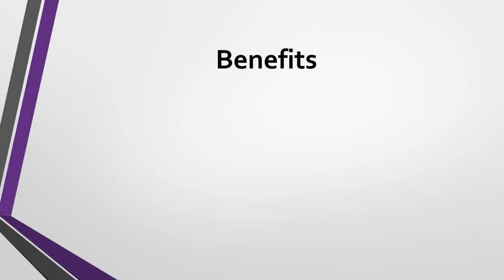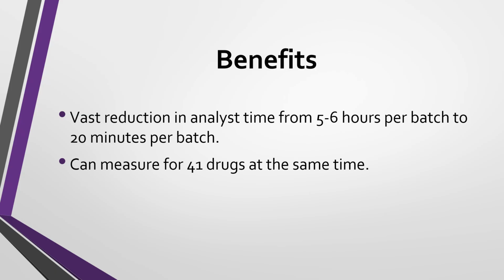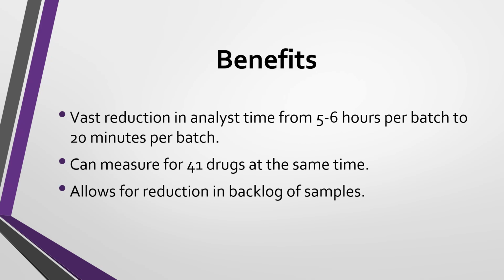The benefits of this new method are a vast reduction in analyst time from 5 to 6 hours per batch to 21 minutes per batch. That frees up the whole afternoon of an analyst, as we discussed earlier, which is very important. You can measure for 41 drugs at the same time. You don't need a different immunoassay kit to measure each drug type. It allows for a reduction in backlog of samples because you have this whole afternoon freed up to do more batches of samples, get more results, and take care of your backlog.